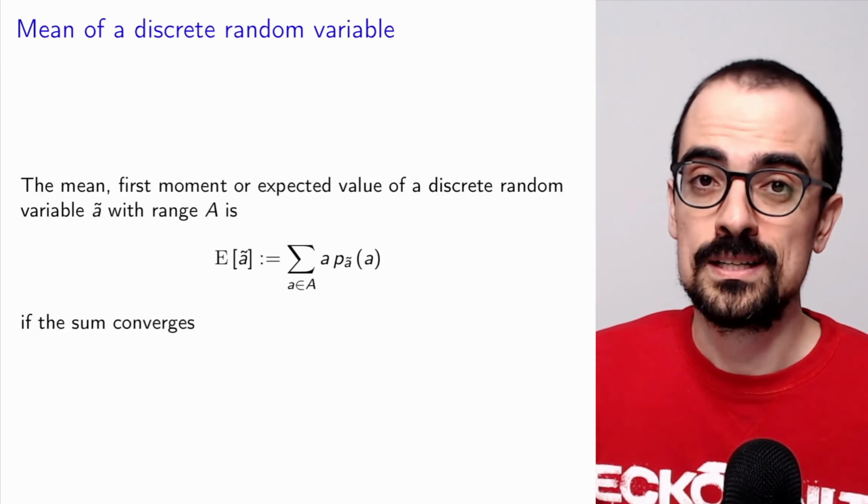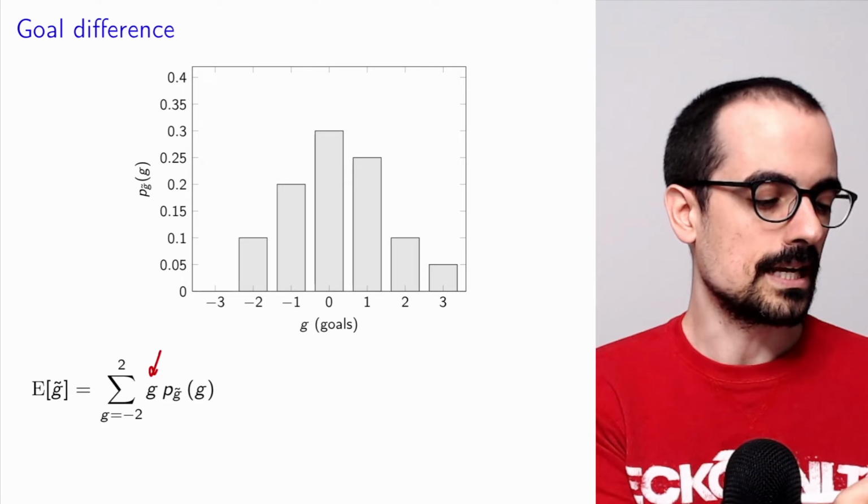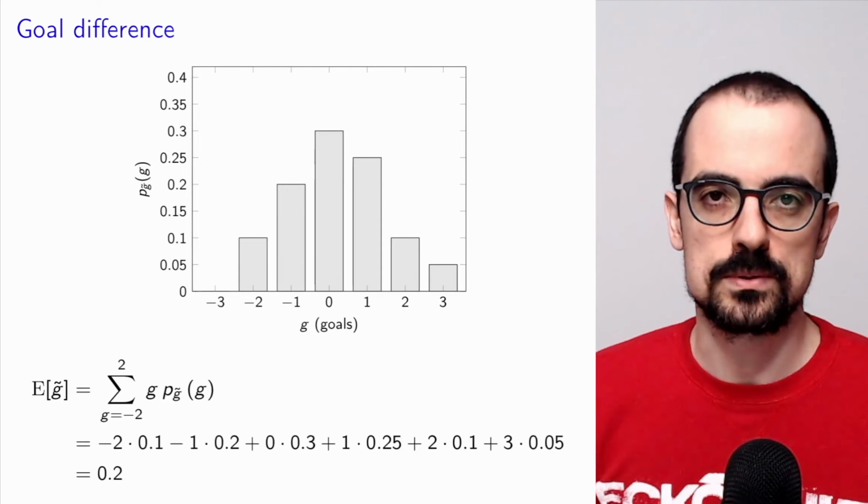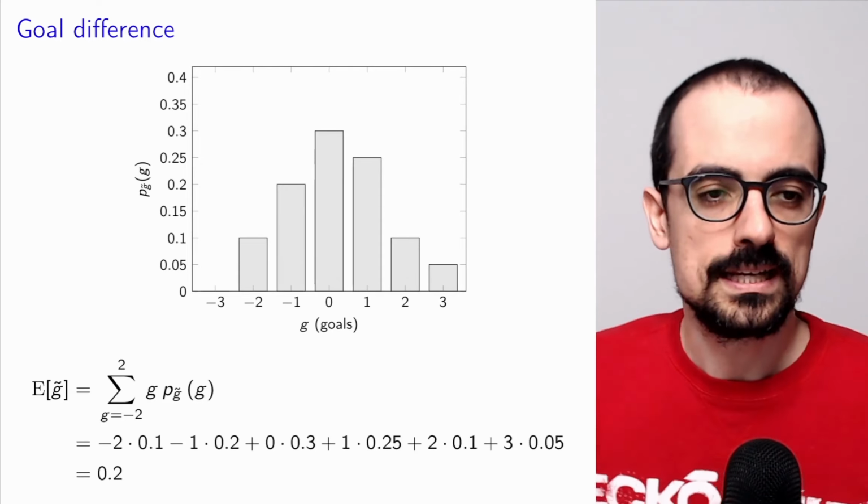So we have this PMF that represents the goals scored in a certain game. What if we want to compute the mean, which represents the average of many samples from this random variable? Well, we take each of the possible values, in this case from -2 to 3, and we multiply by the corresponding probabilities, and we add up all together. In this case, the average goal difference is going to be 0.2.